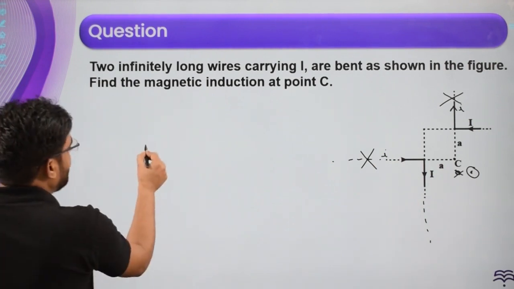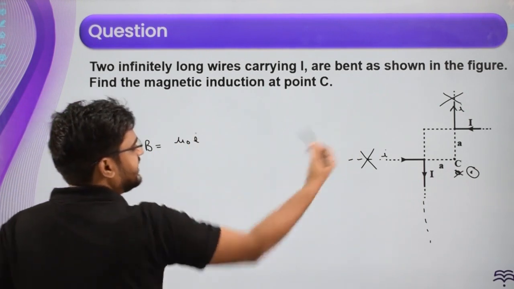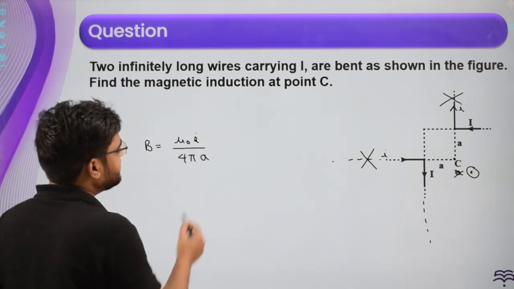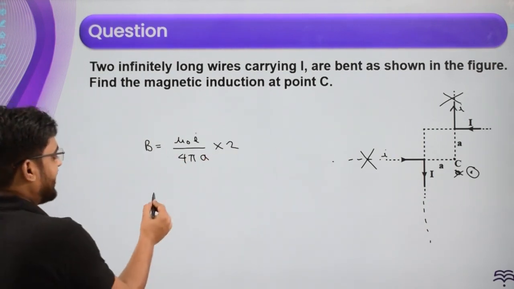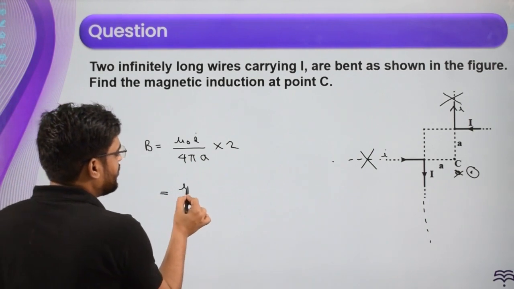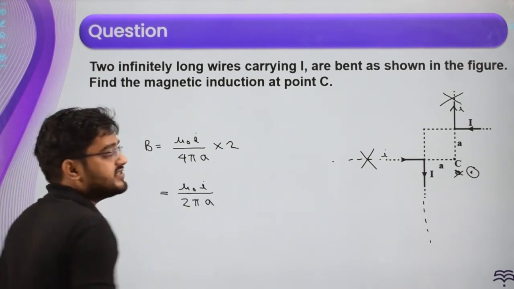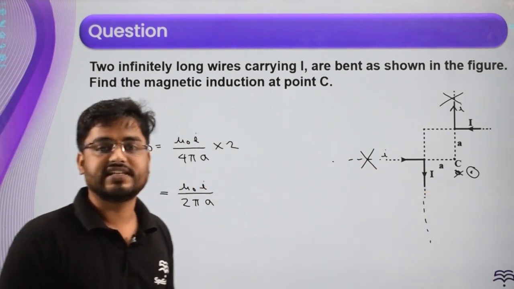So I'll say the total magnetic field is basically mu naught, current is I in both the cases, by 4 pi r, and distance is a in both the cases, and it will simply be this plus the same thing, so I'm saying into 2. So the magnetic field comes to be mu naught I by 2 pi a. So that's the magnetic field induction at point C, and the direction is out of the plane of the screen.